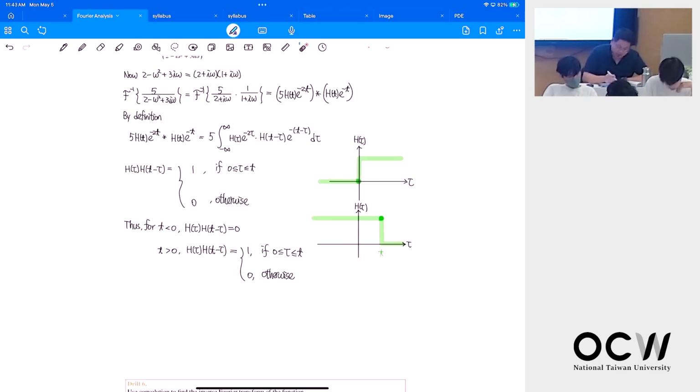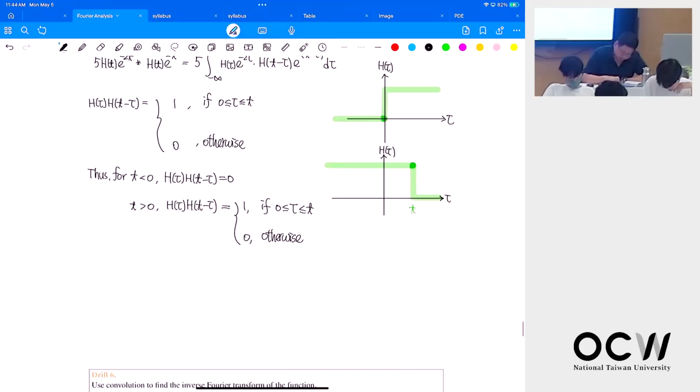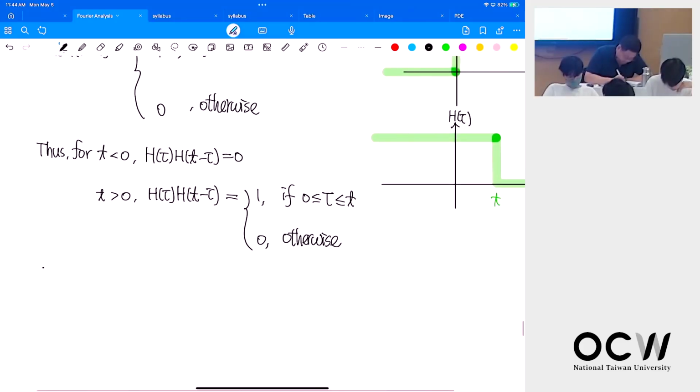Therefore, back to here. So this is either 0 or 1. Then we have 5h, e to the minus 2t convolved with e to the minus t.